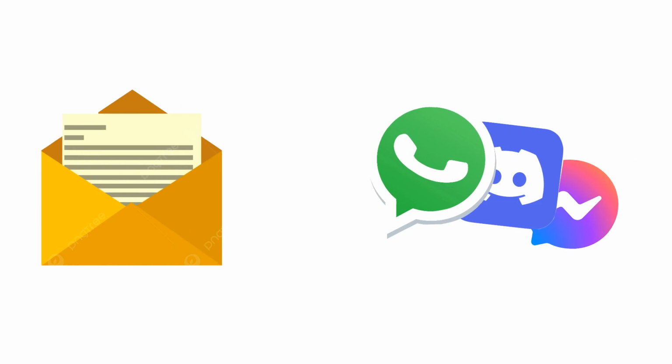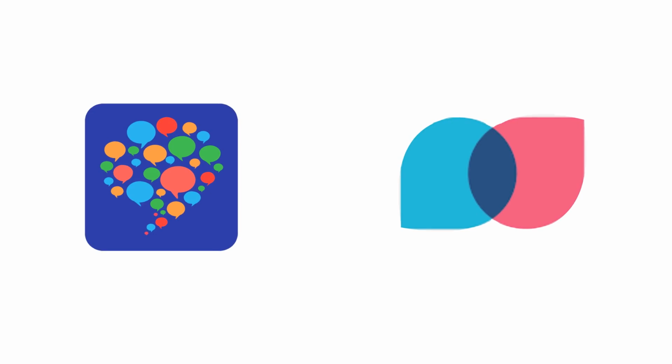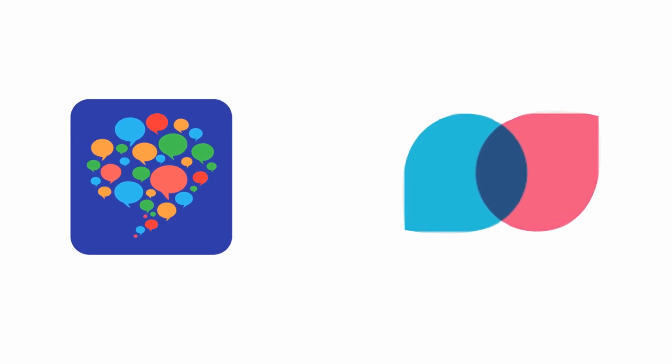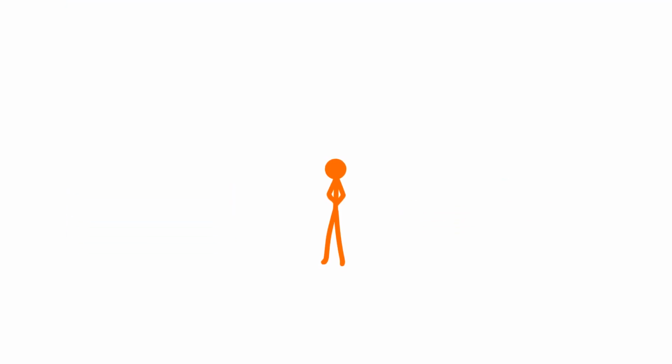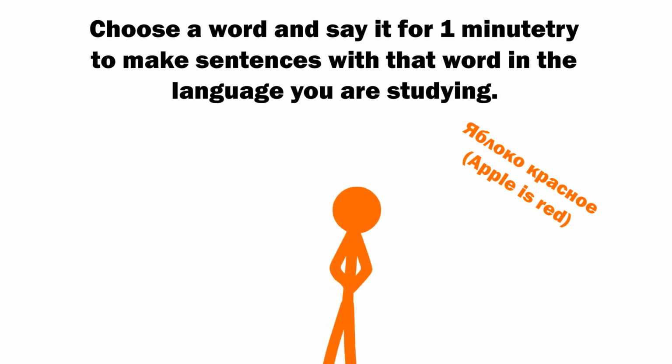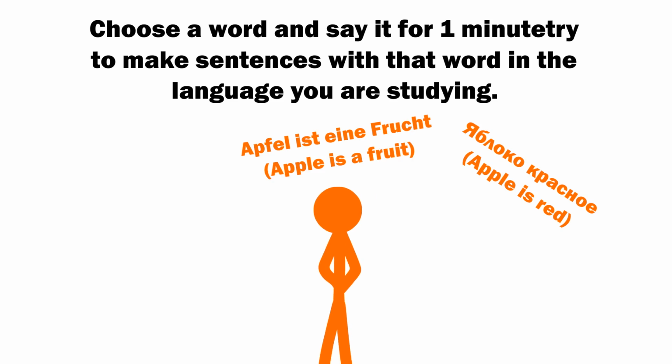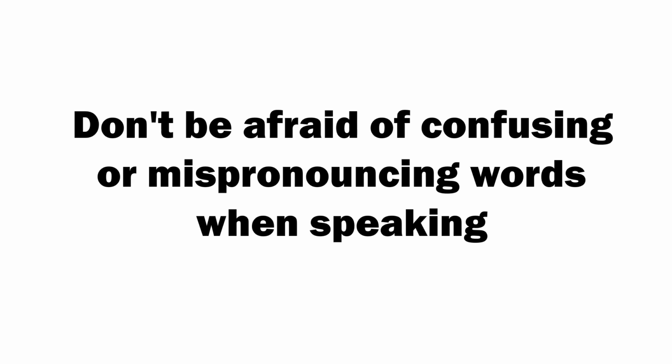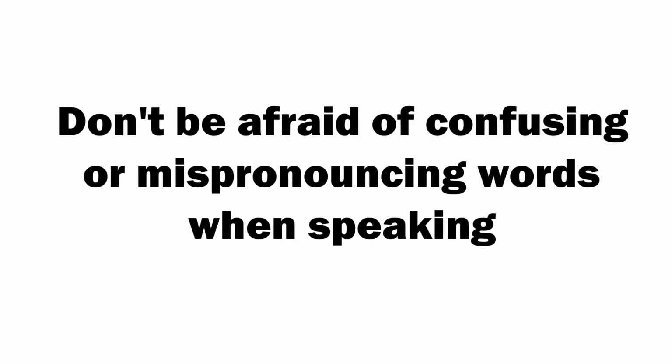In step 5 comes speaking practice. In order to speak the language, you need a friend. In the past, there used to be pen pals for this, but now, like everything else, there are apps for this too. Apps like Tandem, HelloTalk can help you find good language friends. You can also work on your own. For example, pick a word, e.g., apple, and try to make sentences in the language you are studying for 1 minute. Don't be afraid of mixing up words or mispronouncing them when you speak. This is the nature of language learning.